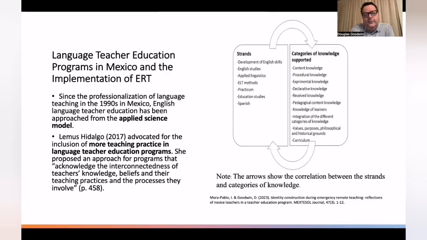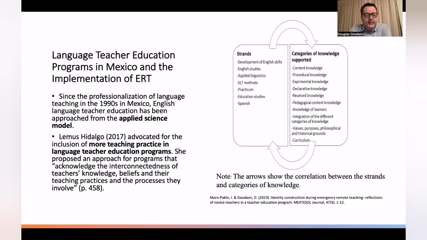In Mexico, there are currently about 50 language teaching education programs, and most of them started in the 90s, or I should say the initial one started in the 90s. The approach that they were using in general terms was more of the applied science model.